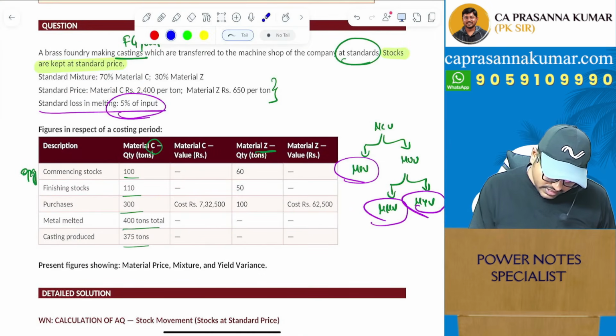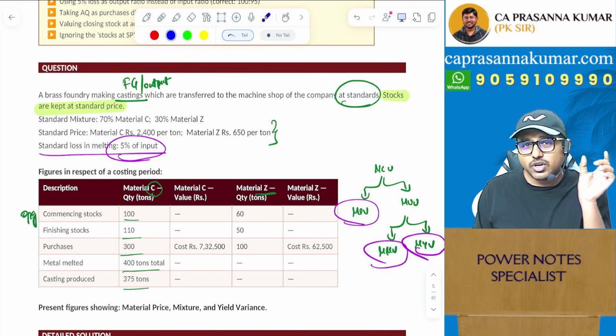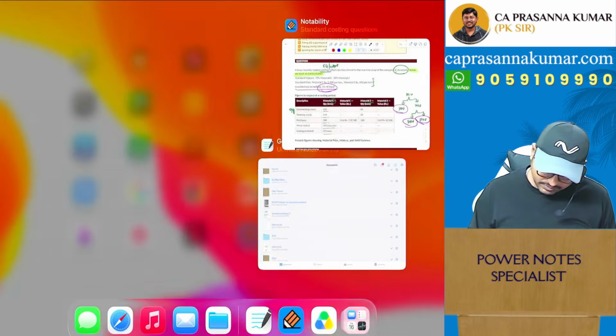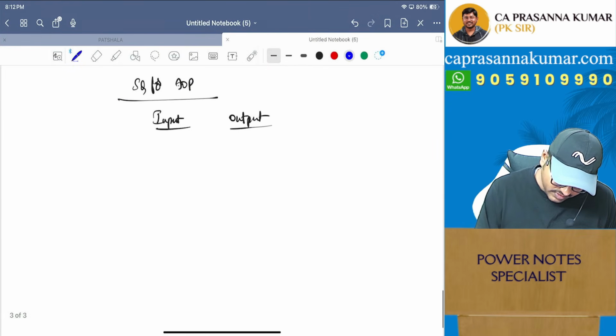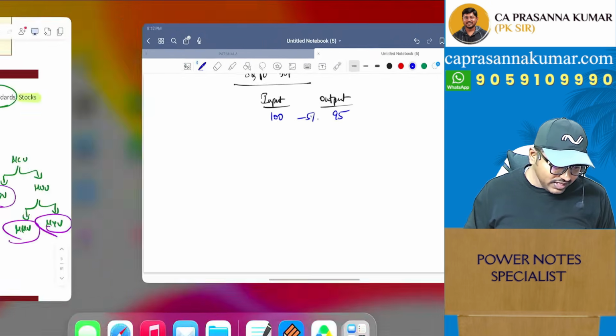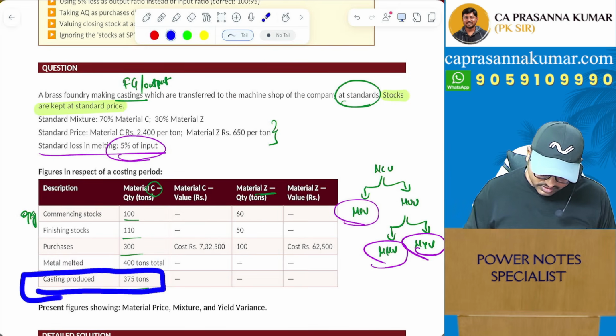If you look at the question, did he talk about input output? Yes. There is a 5% loss of the input in terms of standard loss in melting, which means if your input is 100, there will be 5% loss and your output will be 95. You put that over here. Input is 100 minus 5%, output will be 95. Clear? Right. Now, did he give you actual output in the question? Actual output is 375 tons.